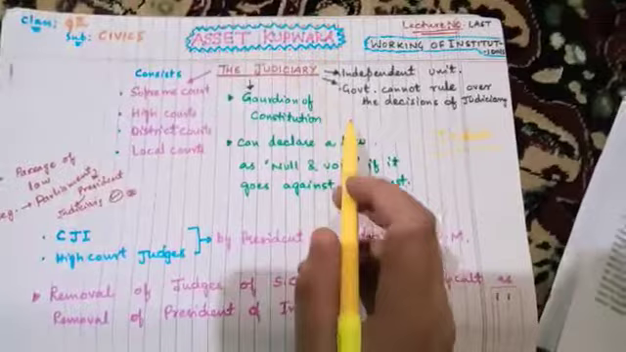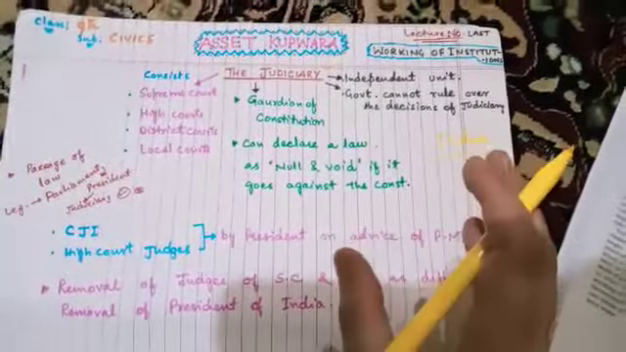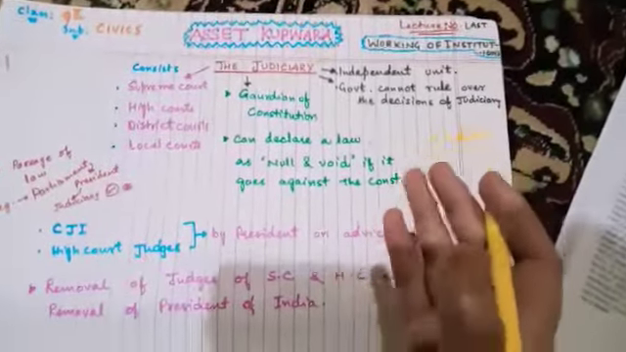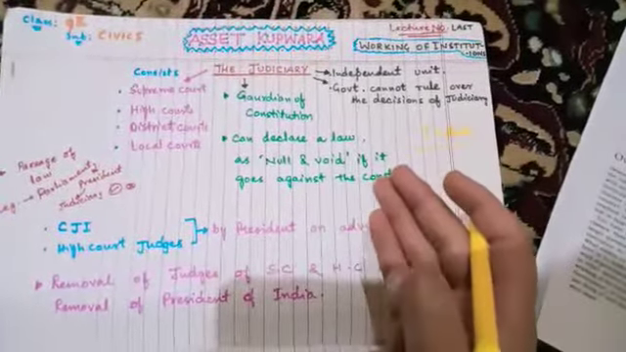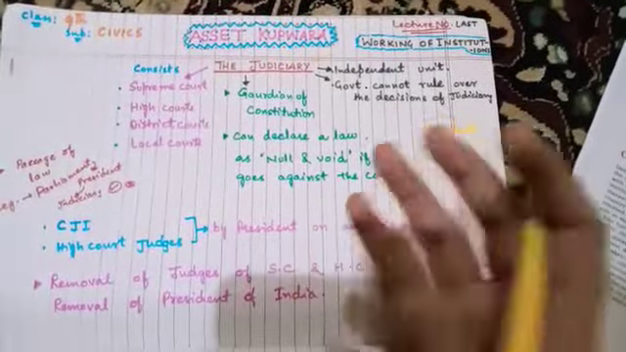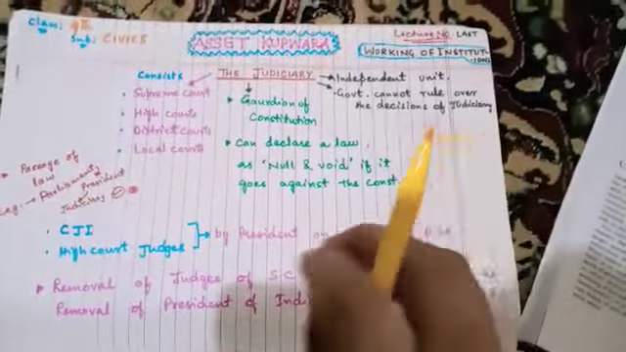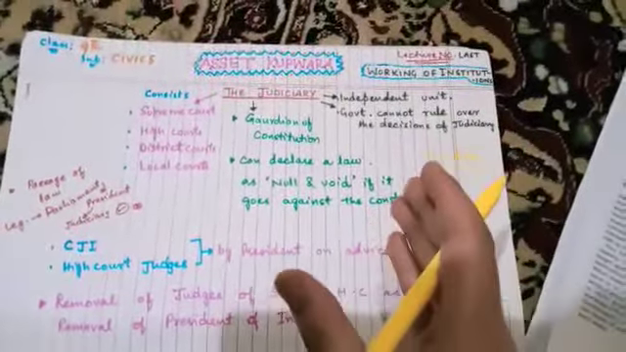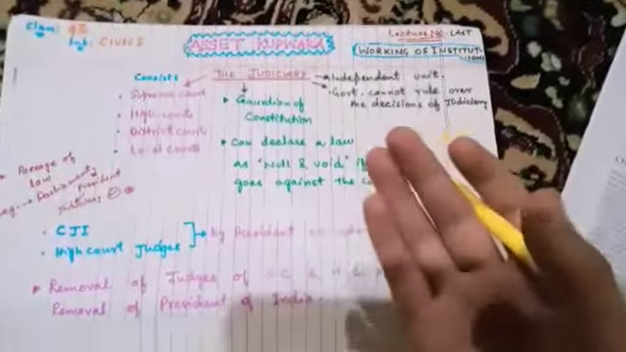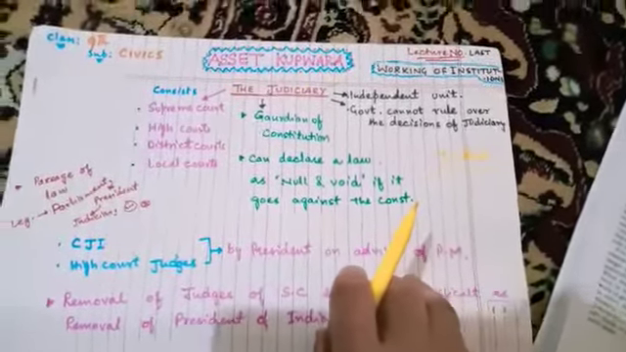The judiciary is that institution of India which is totally an independent unit. What does independent unit mean? Independent unit means that it is not under the control of the government or the president. It is an independent body. Even the government is bound to follow its decisions. It gives verdicts for the sake of justice in the country.